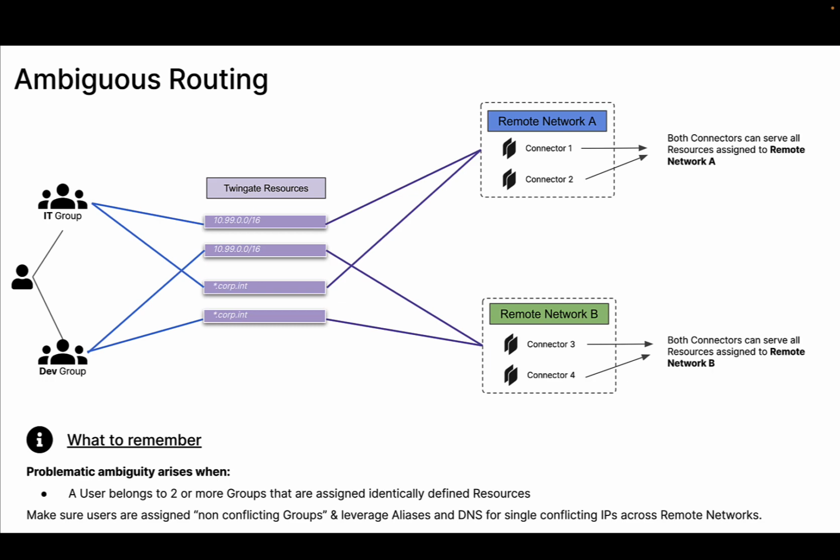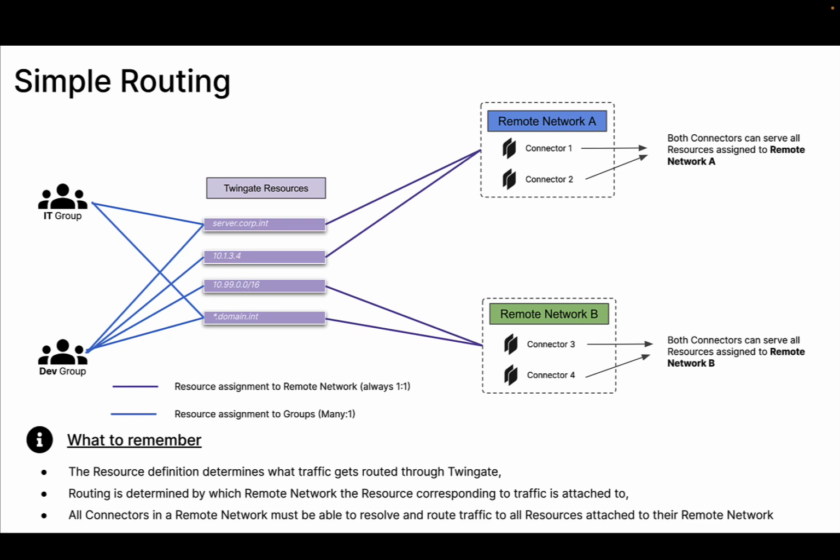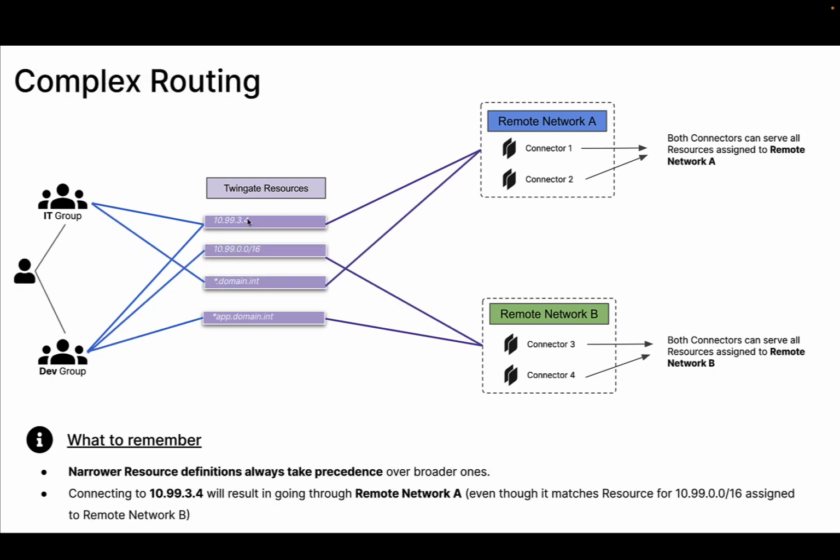So the short version of this is that the routing in Twingate is entirely determined by what remote network your resource belongs to, by resource to group assignment, and by the fact that when there is an ambiguity, the narrowest resource definition always takes precedence. That's how you should think of routing in Twingate.